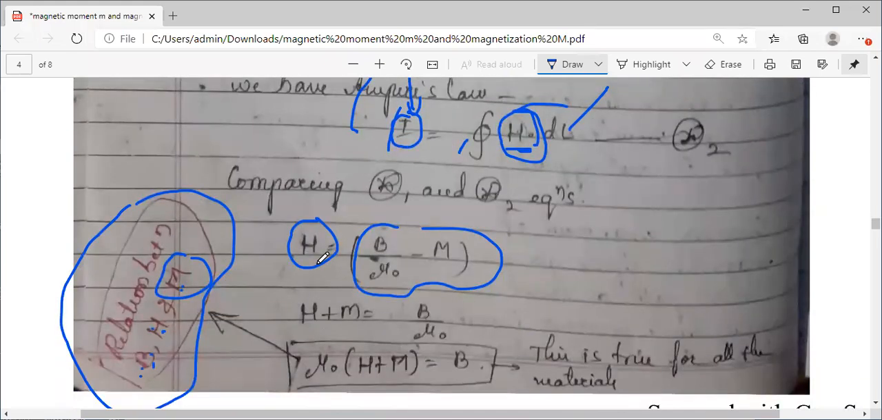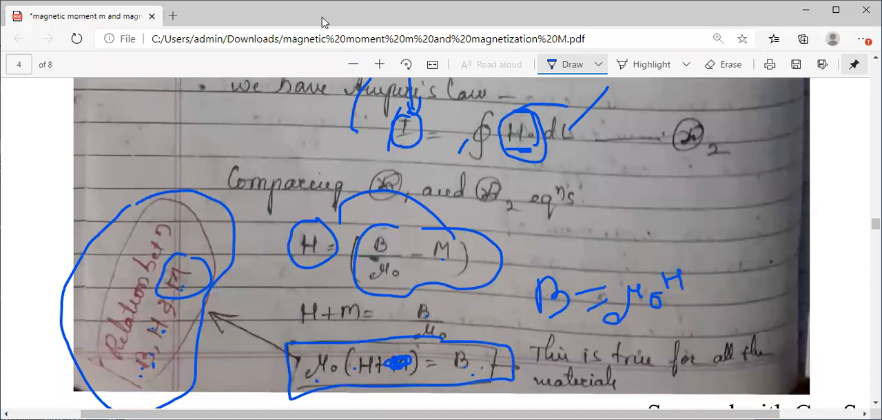So I can rearrange the terms here. Take M to the other side. It will be H plus M is equal to B by mu naught. Or what is B equal to? B equals mu naught into bracket H plus M. See, till now, whatever concepts of magnetism we have studied, starting from Biot-Savart's law and Ampere's law, we have considered B equals mu naught H, right? It resembles that equation. Just check this: B equals mu naught H.